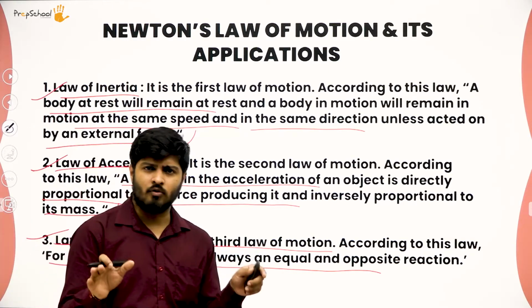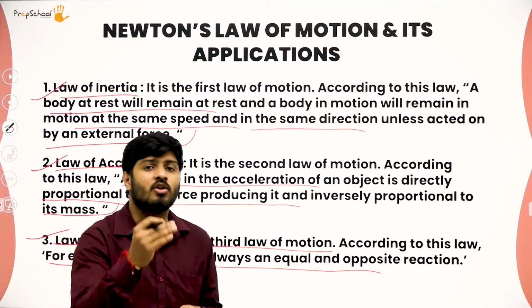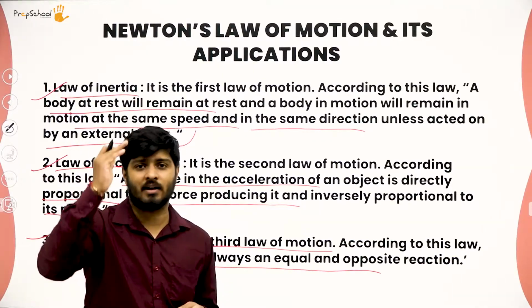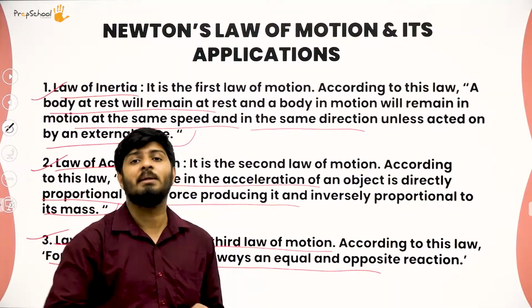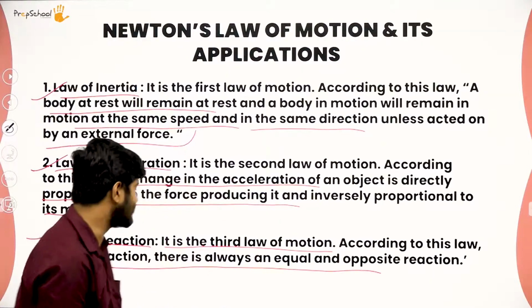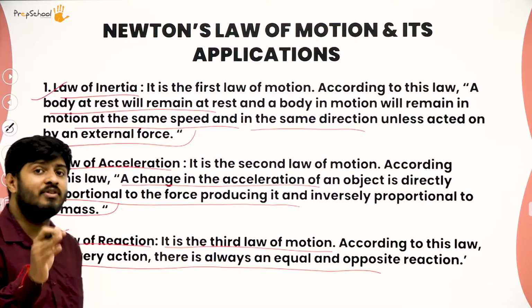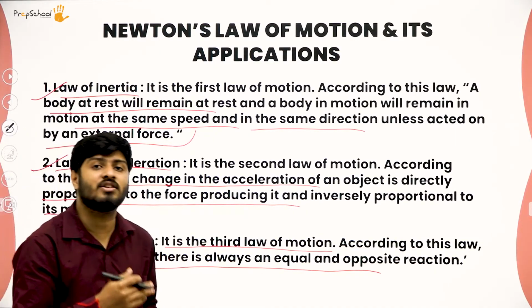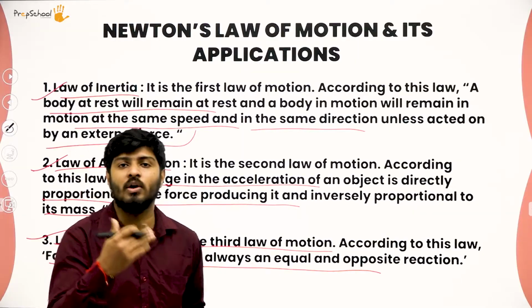So basically whenever you try to walk, no, wait, let's take a simpler example. Whenever you jump on a trampoline, you bounce back in the air, but the height to which you bounce back will totally depend on how hard you have jumped on that trampoline. That itself states the third law of motion, the law of reaction. For every action there is an equal and opposite reaction. The harder you jump, the higher you will go on the trampoline.